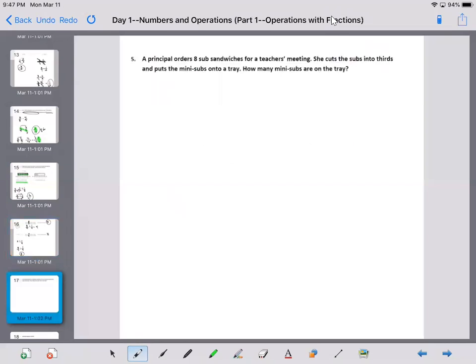So a principal orders 8 sub sandwiches for a teacher's meeting, and she cuts them into thirds. And so we're just trying to figure out how many mini subs onto a tray and how many would she be able to serve if she just ordered 8 sub sandwiches. And so this would be, how many thirds are in 1 whole? 3. How many in 8? It would be 24 thirds. And now 24 divided by 1 is 24.